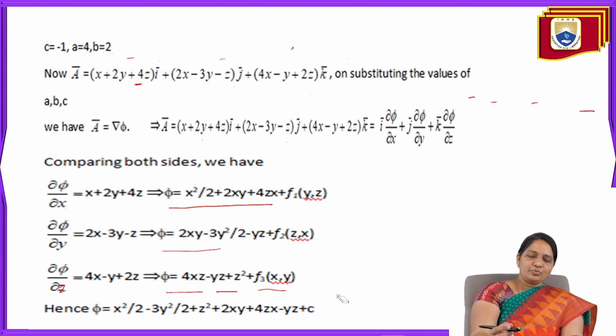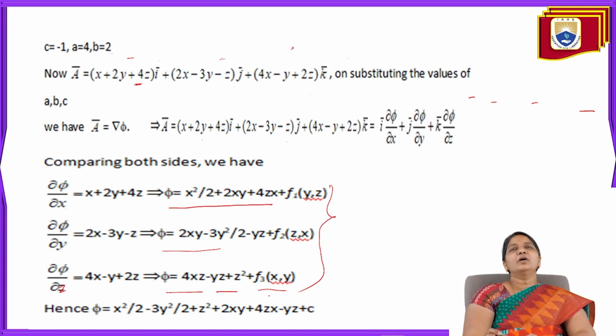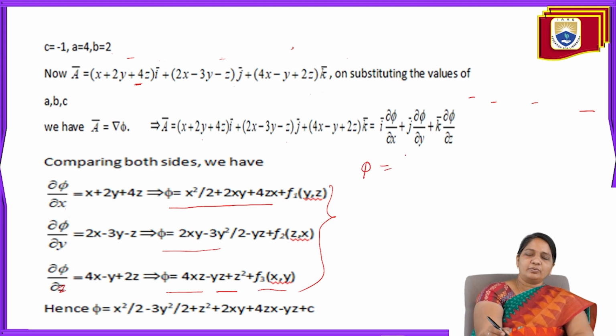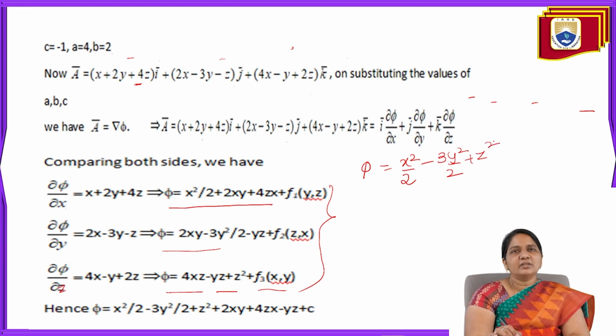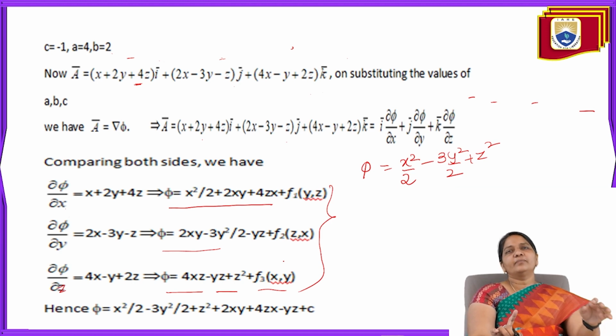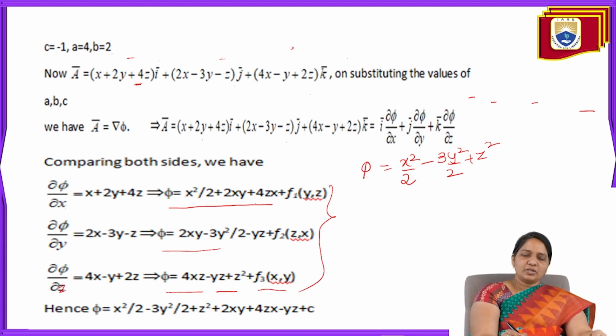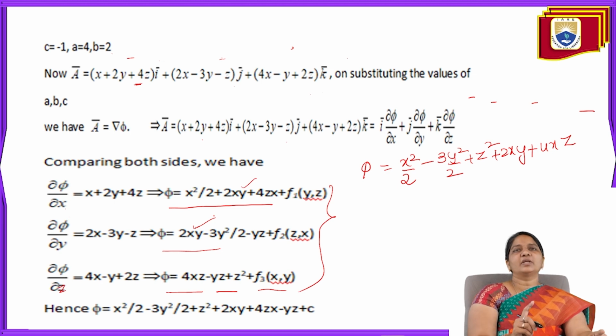So now by using these three I'm going to write the final pi. So pi equals x square by 2, next minus 3y square by 2, next plus z square. Any common terms in this pi, we write only one time, and the remaining different terms we have to write. So here 2xy. Is any 2xy remaining? No. So we can write 2xy plus here 4xz. Next, 2xy is already there here, so we can write it only one time.